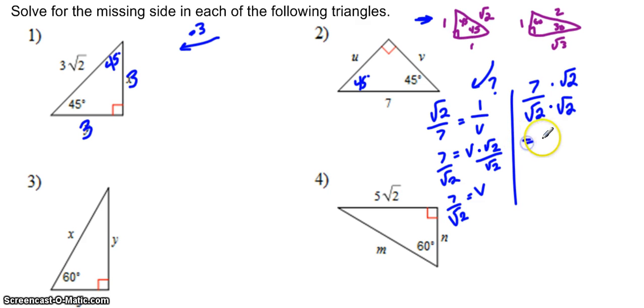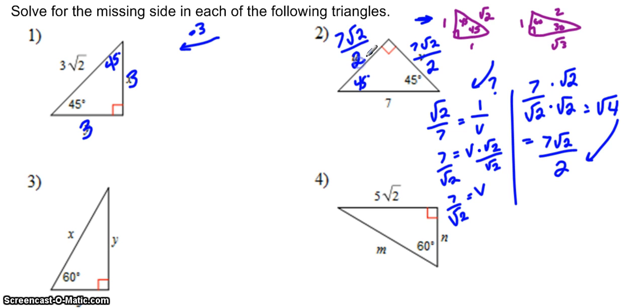So 7 square root of 2 on the numerator, and the square root of 2 times the square root of 2, which is the square root of 4, and the square root of 4 is just 2. So just to see the middle step, that's going to be the square root of 4, which is just 2. So turns out that v is 7 square root 2 over 2. And since this is an isosceles triangle, as all 45, 45, 90s are, this is also 7 square root of 2 over 2. So that is u and v.